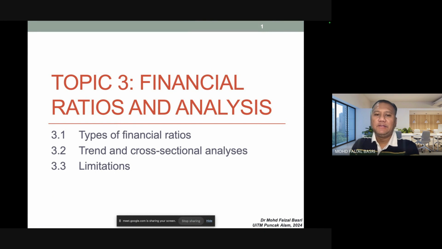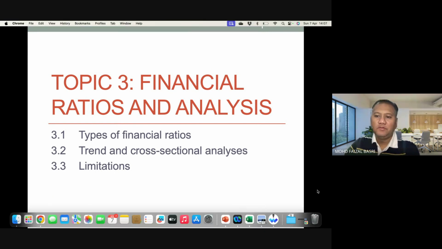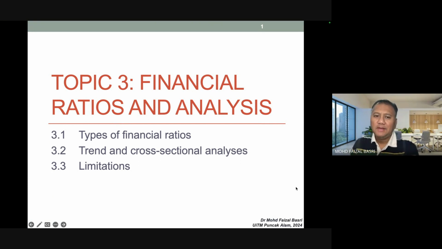And based on my sharing in the future, I intend to complete topic 3 obviously, and if possible, if we have time, some parts of topic number 4. So let's see later, if we cannot finish topic number 4, then we're going to go through everything for topic 3 only, at least. Right, so as I said, topic 3 is about financial ratios and analysis.